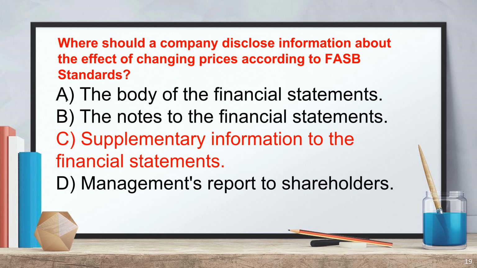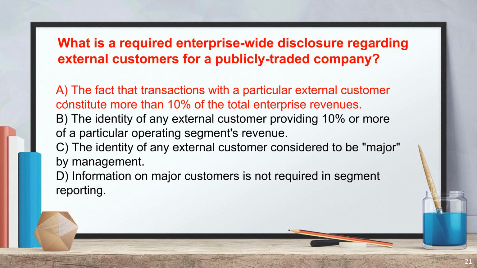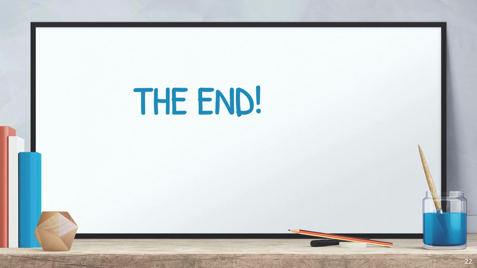Question 10. What is a required enterprise-wide disclosure regarding external customers for a publicly traded company? The answer is A. Companies must disclose revenues from any single customer that accounts for 10% or more of total enterprise revenues.